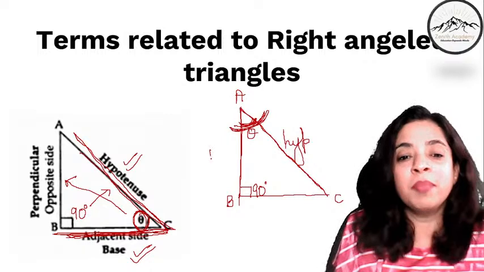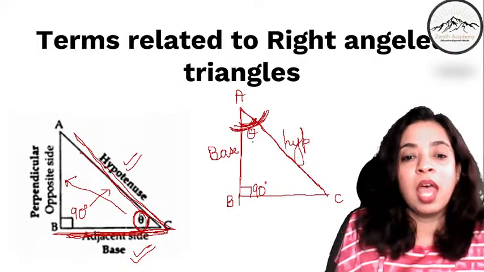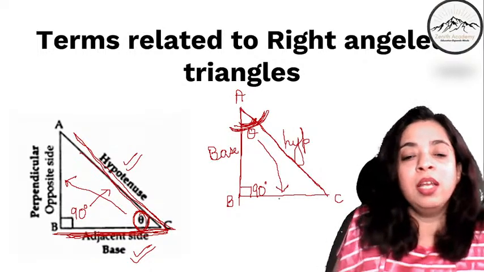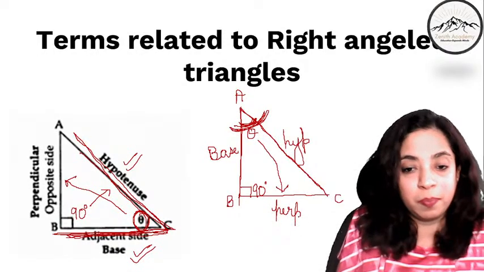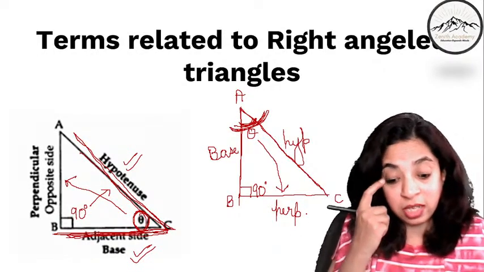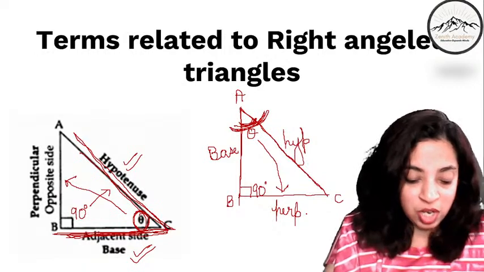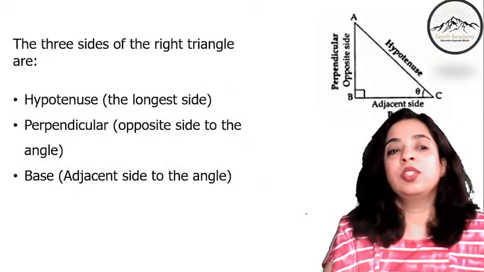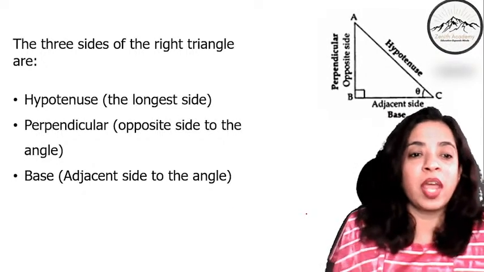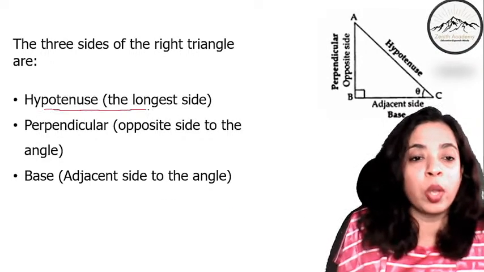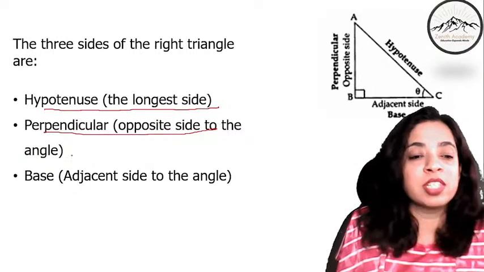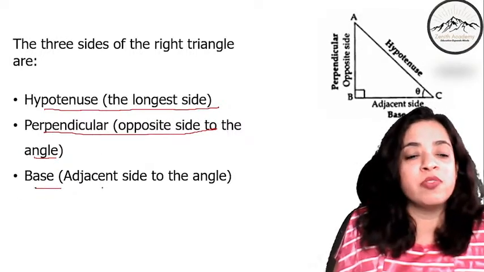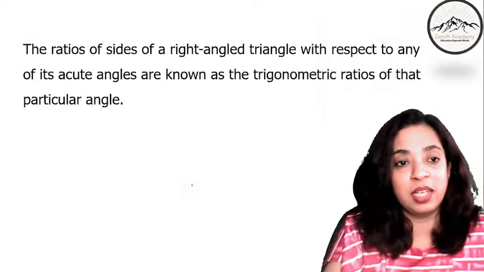So the remaining becomes its base, and the side opposite to this angle becomes the perpendicular. Is that clear? Many students get confused here as well. Hi Janvi. Is it clear? So the three sides of the right angle triangle are hypotenuse, which is the longest side, perpendicular, which is the side opposite to the angle, and the base, which is also known as adjacent side.